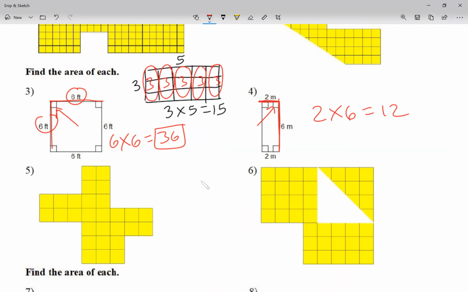Choose a corner, and you're going to multiply the two numbers that make that corner. Some of them might be decimals, and it is fine. Just multiply the two sides.